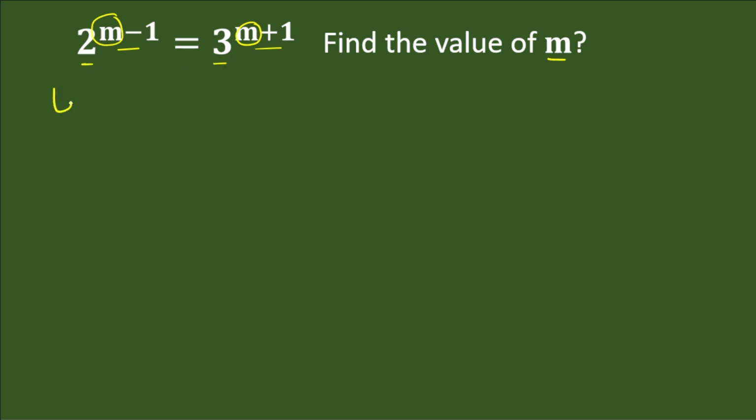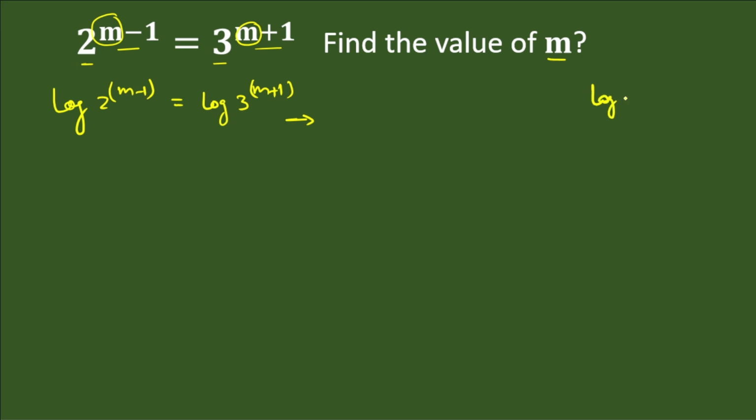On the left hand side, we'll take log 2, and its power is m minus 1. On the right hand side, we'll take log again, and here it is 3 powered by m plus 1. So on both sides, we have taken log for the solution of this problem. Now for further solutions, we'll recall the identities of log.